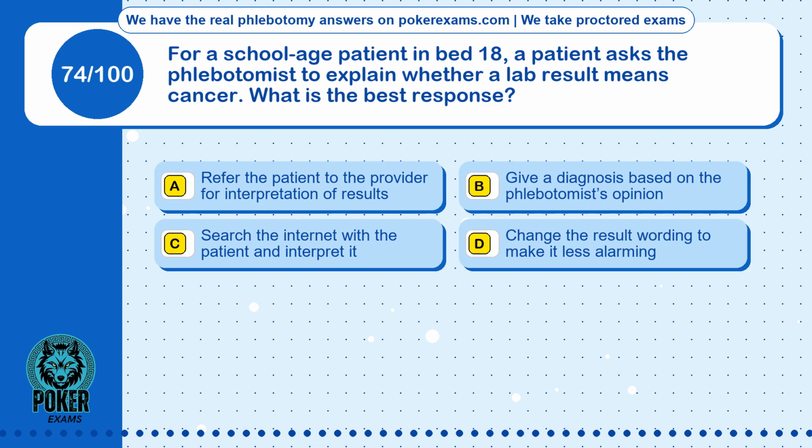Question 74. For a school-age patient in bed 18, a patient asks the phlebotomist to explain whether a lab result means cancer. What is the best response? Option A, refer the patient to the provider for interpretation of results. Option B, give a diagnosis based on the phlebotomist's opinion. Option C, search the internet with the patient and interpret it. Option D, change the result wording to make it less alarming.